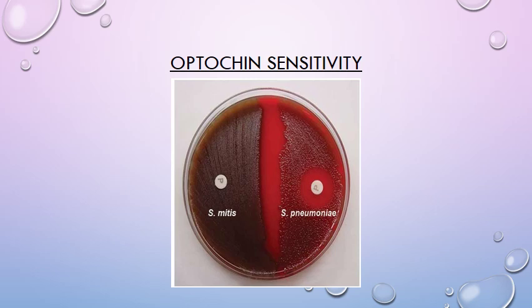This is the same image that I showed in the viridans strep group, but just briefly, this is an optochin disc, and you can see that S. mitis is optochin resistant, so it's growing right up to the disc, while S. pneumoniae is optochin sensitive, so you're getting a nice zone of inhibition. You can also note the alpha hemolytic property of both the viridans streptococci and strep pneumo.